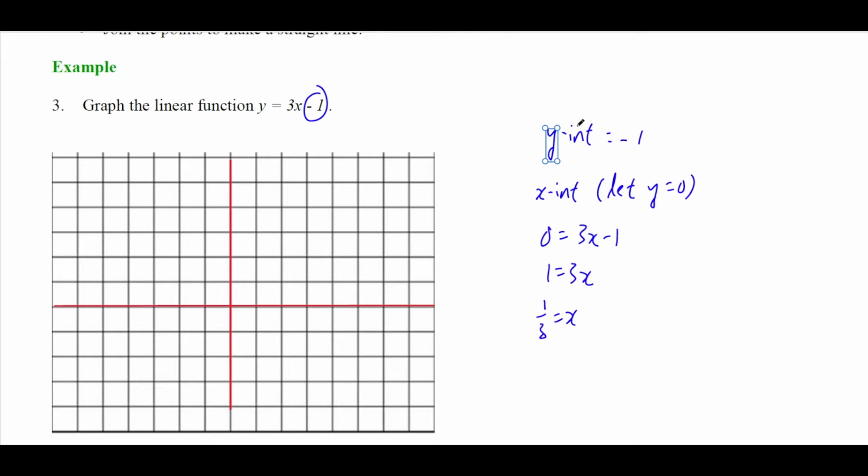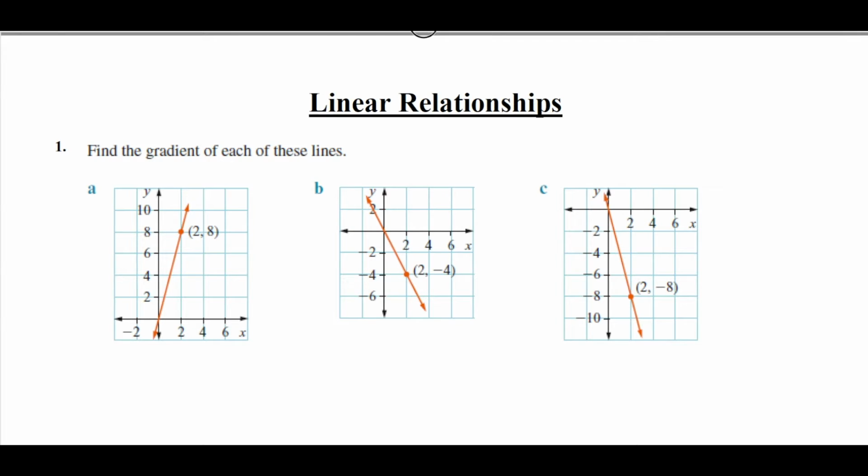Now plot the points in. Y-intercept is -1, x-intercept is about a third. Once you do that, you can just connect the two dots, right? So it's like this. And then you're done, right? So basically, to sketch a straight line, find the x and y intercepts, and then you connect them, and then you've answered the question.